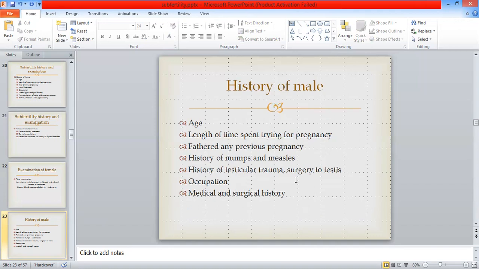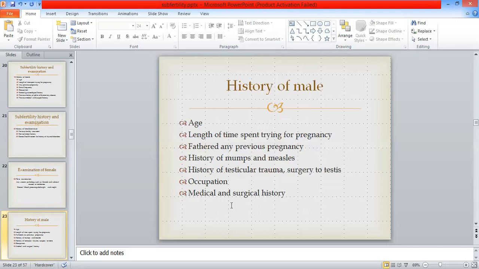In the history, we will also ask about testicular trauma, any trauma to the testes, or surgeries on the testes. The occupation of the male partner is also important. It is generally a concept that drivers and those working in chemical factories are more prone to semen problems because spermatogenesis is affected.